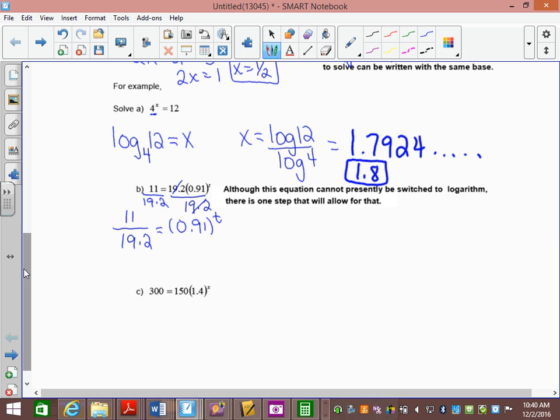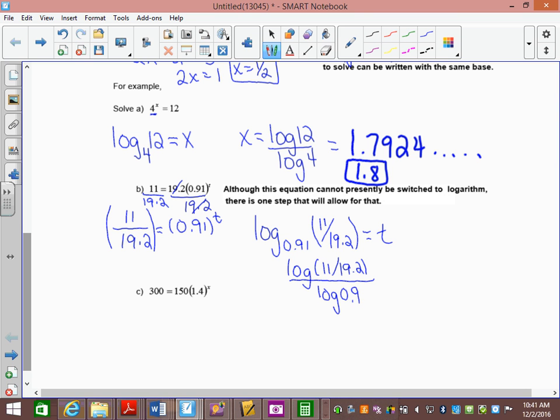And now I can change it to a log. The base of my exponent becomes the base of my log, so log base 0.91. What's with it doesn't stay with it, so this is going to be with it now: 11 over 19.2, and it always equals the exponent, t. So now we can plug it into our calculator. We're going to get log 11 divided by 19.2 divided by log 0.91, if you don't have the base button. If you have the base button, you can just plug it in.